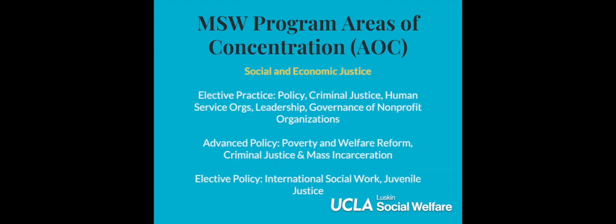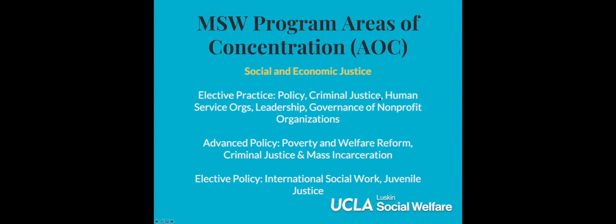Okay. Our third area of concentration, so we have three areas of concentration, is social and economic justice. We're in the School of Public Affairs, so we have social welfare, public policy, and urban planning. The one connective thread for all of our programs is social justice. So social and economic justice is our third area of concentration. These are for people who want to influence.